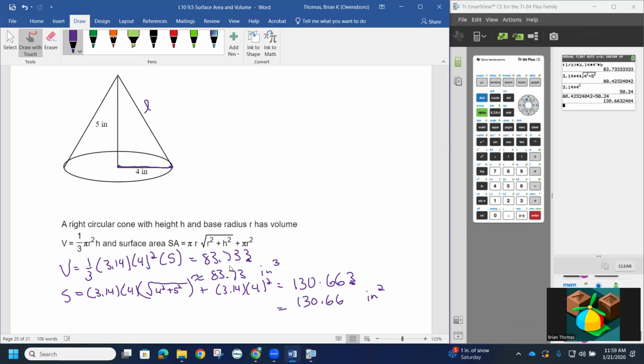So the cone holds about 83 cubes, if you will. So I can't read my handwriting there. 83.73. There you go. That's a little bit neater there. So make sure you round to the correct decimal place, otherwise my lab will mark it wrong. So learn from mistakes there.